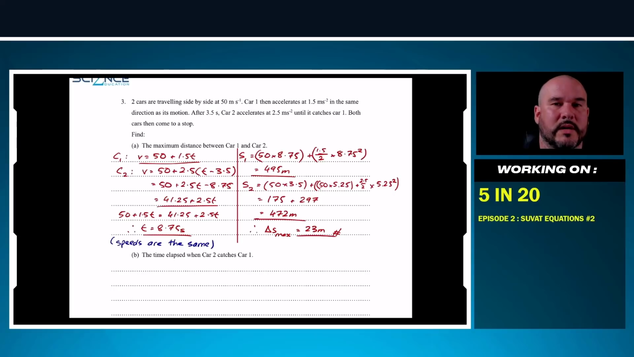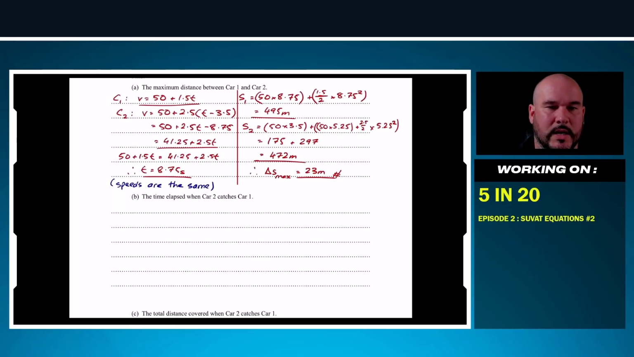So therefore the maximum displacement between the two cars is just the difference between them: 495 minus 472, which gives us 23. The time elapsed when car 2 catches car 1. Catching car 1 is not when the two cars have the same speed, rather it's when they have the same displacement.